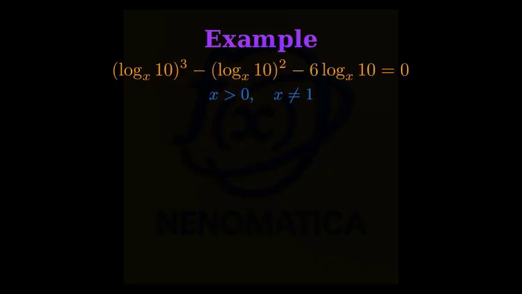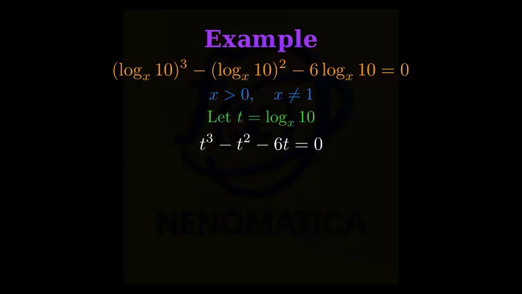In this example, we will solve a logarithmic equation step by step, keeping the exact order shown in the reference solution. First, here is the problem. Then, we list the domain conditions for the base of a logarithm. Step 1. Let t equal log base x of 10 to simplify the expression. Replacing the repeated term by t converts the equation into a simple cubic in t.